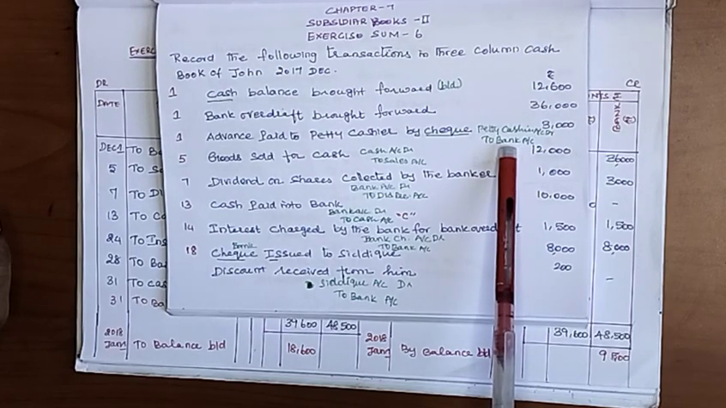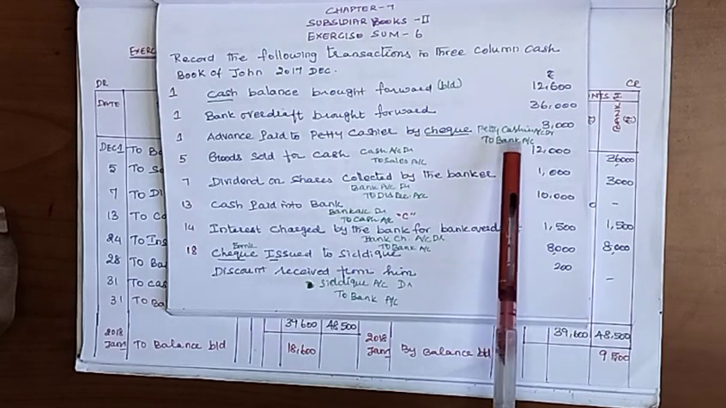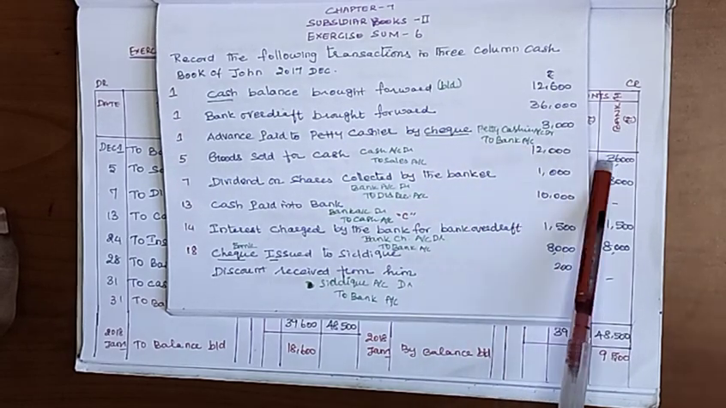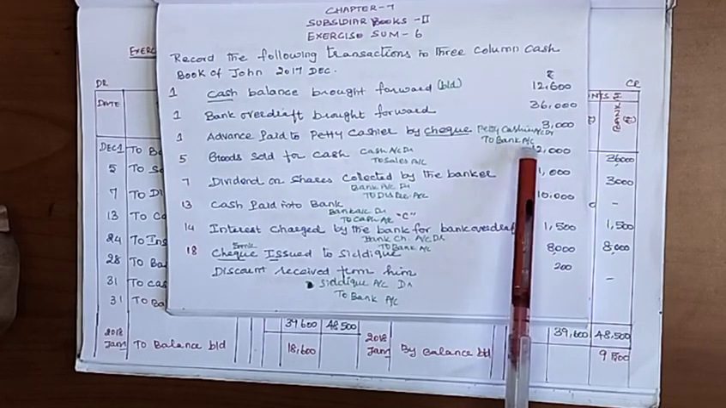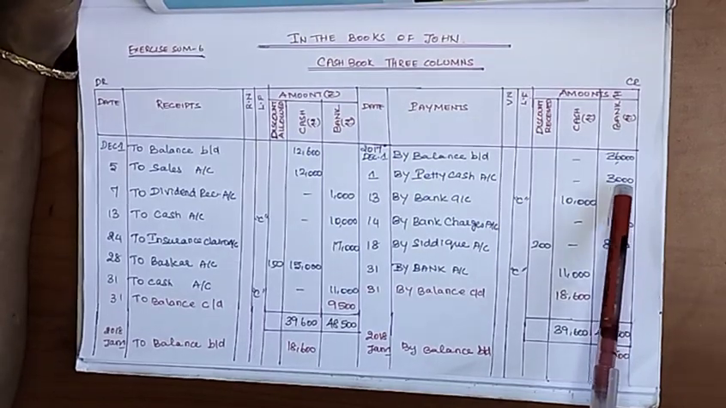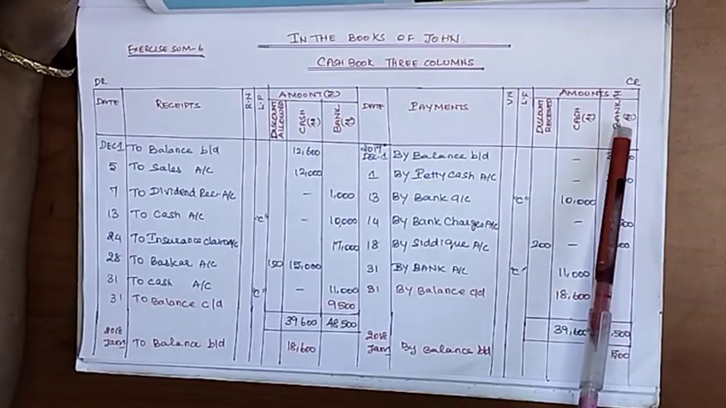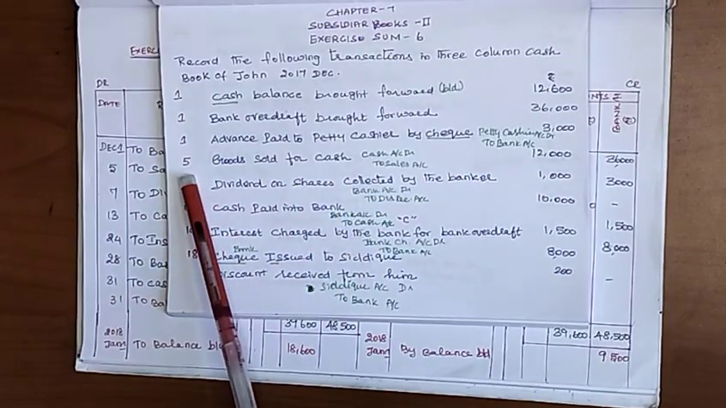You can easily enter whatever transactions they give into the cash book, the 3-column cash book. So you have to enter 3000 rupees on the credit side, bank column. We entered 3000 rupees on the credit side, bank column. Okay. The next transaction is December 5.